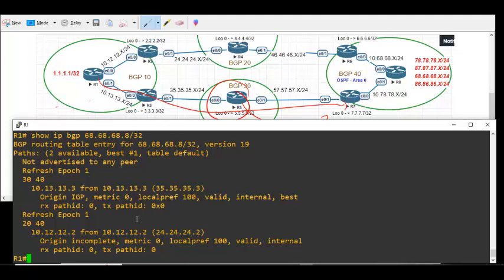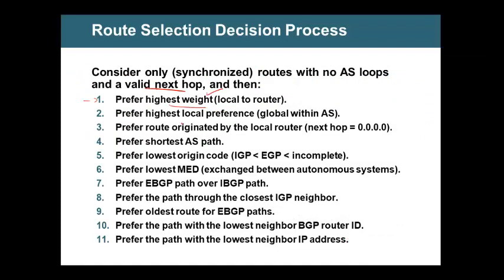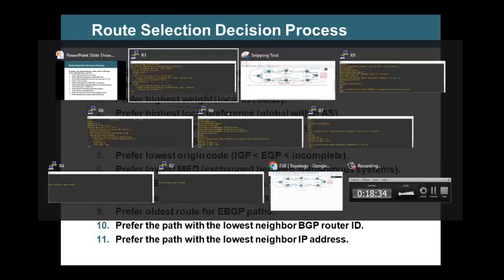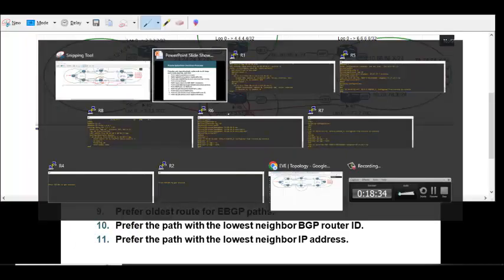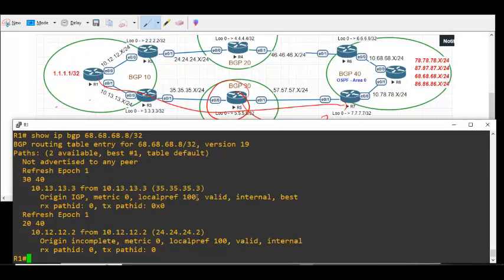It will go to the next one then. It prefers the path whose neighbor has a higher local preference. Let's go and check local preference here. Unfortunately, local preference is the same, which means there is a tie again. So the decision is not made based on weight, next hop, or local preference. Then what is the tiebreaker?